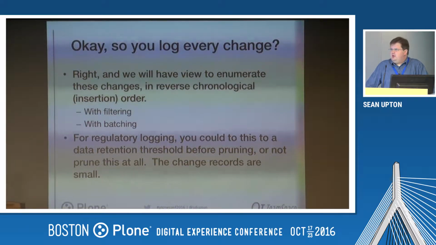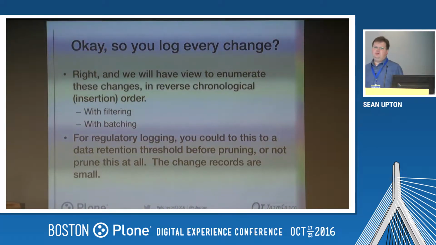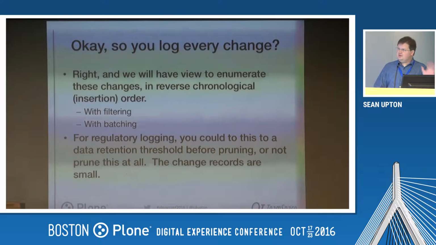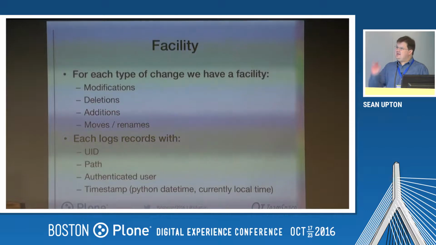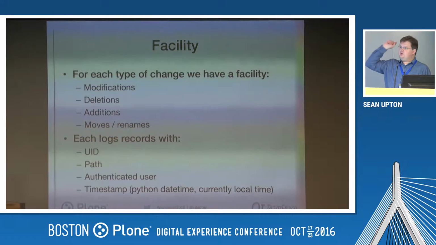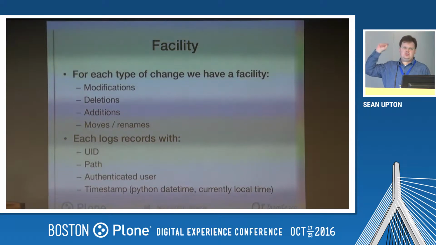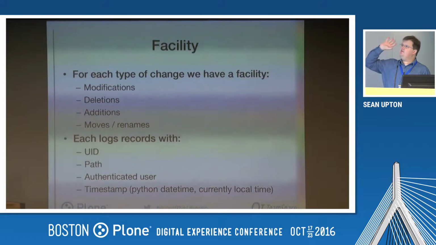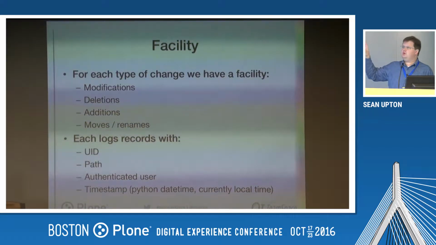So for regulatory logging, you could have a data retention threshold before you prune anything. You could potentially never prune if you wanted to keep the audit trail forever. The change records are small, so there's very little risk to that. So I talked about the facilities that we would try to have. Each item has 2 items in an annotation that are stored. There's an IOBTree that stores the actual records, and there is a persistent list that stores the keys. The keys are automatically generated integers. So each of these 4 facilities has the ability to keep track of every change in insertion order.